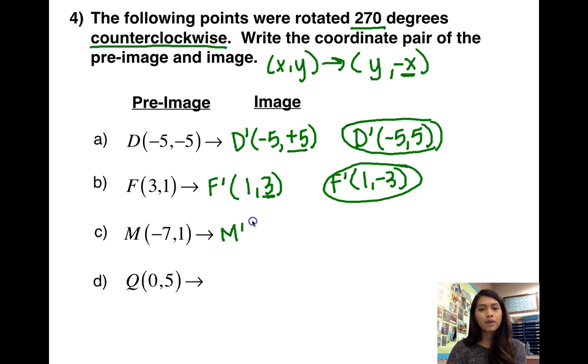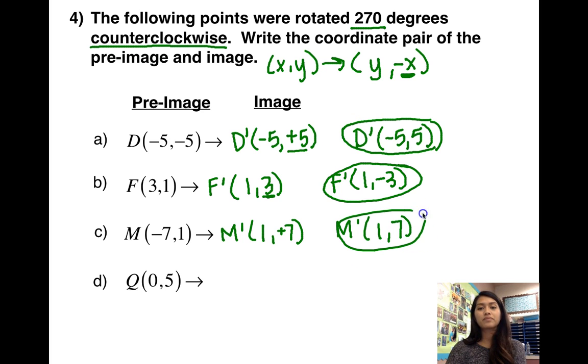For here, M prime, we are going to switch the x and y coordinates, so leaving me with 1, comma negative 7. We are going to have to take the opposite of the new y value, so the opposite of negative 7 makes it a positive, leaving me with M prime, which is 1, comma positive 7.